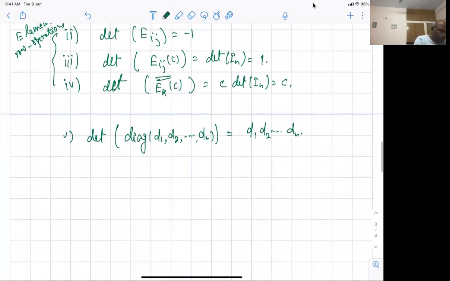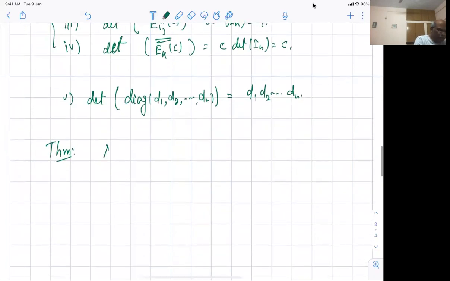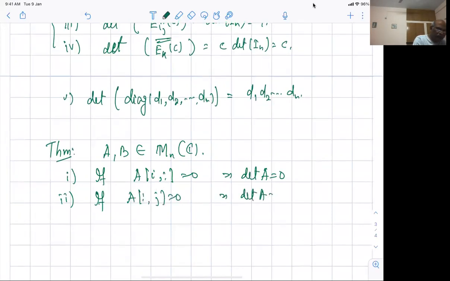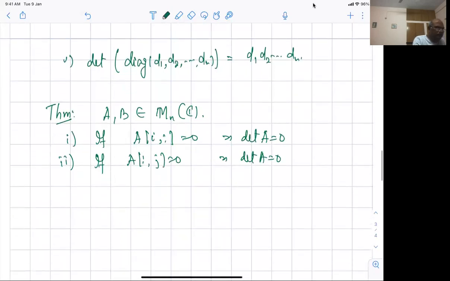Fine. Theorem, the properties, I'll just put them together. So A and B are n cross n matrices over complex numbers. Then 1, if there is a row consisting of 0, this will imply that the determinant of A is 0. 2, if there is any column which is 0, this will imply the determinant of A is 0. Try that out yourself, nothing is special.